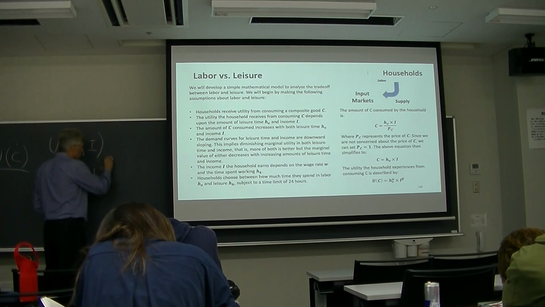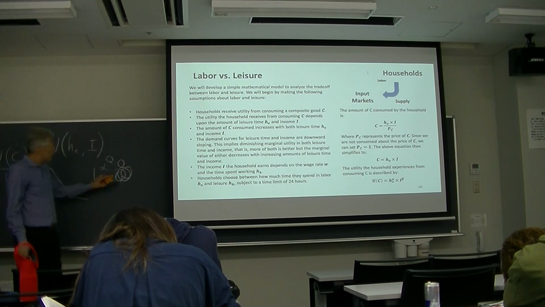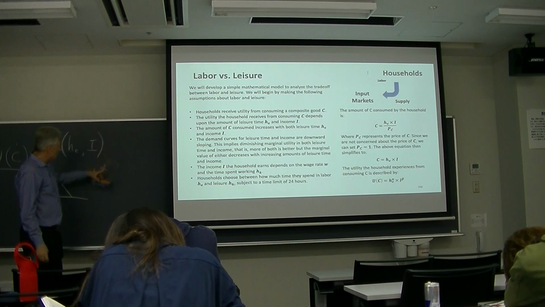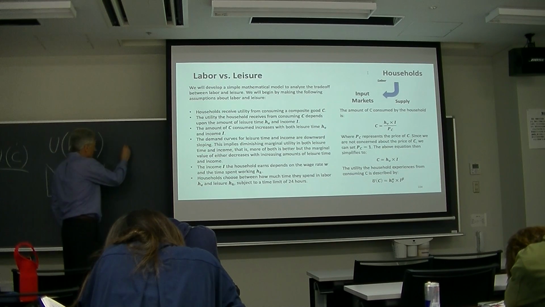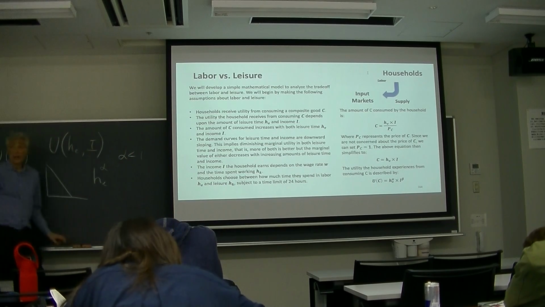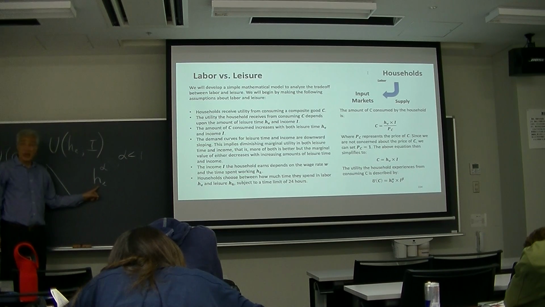I could call it Q, like what Prince did. You can call it whatever you want, but it's time to some power, and if it's downward sloping, that power has to be less than 1. Because if it's less than 1, then if we double the time, our utility is less than double. That's what diminishing marginal utility means. It's that simple.